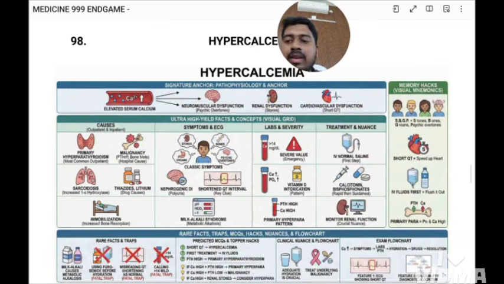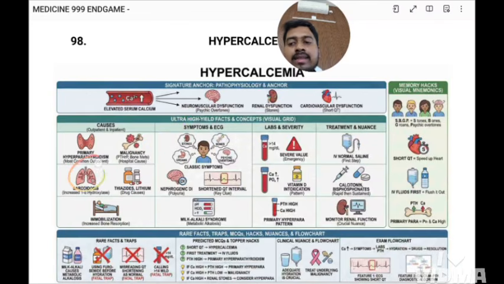Okay. Now, what is the most common cause? The most common cause in the outpatient setting is actually primary hyperparathyroidism. So there is some defect in the parathyroid gland, which secretes more PTH, parathyroid hormone, which in turn increases calcium levels. We know that parathyroid hormone directly increases calcium levels. Second is malignancy, in which there is release of parathyroid hormone related peptide, PTHrP, which is seen in bone metastasis tumors.